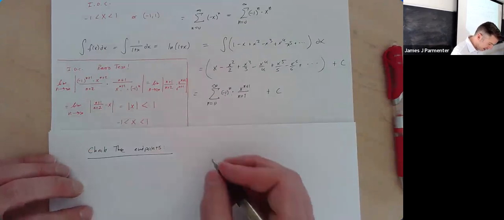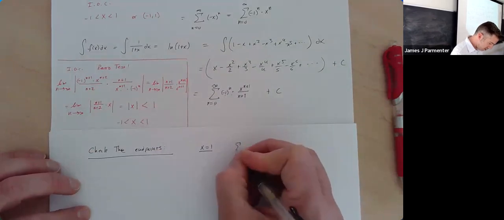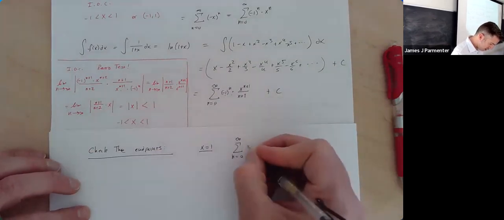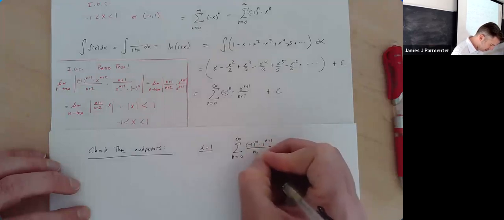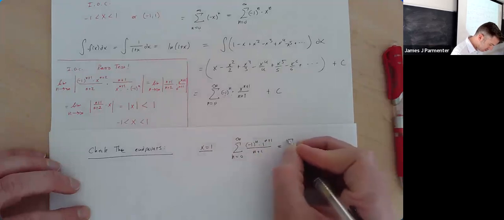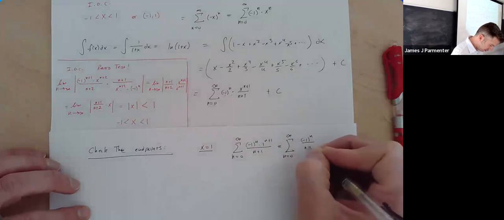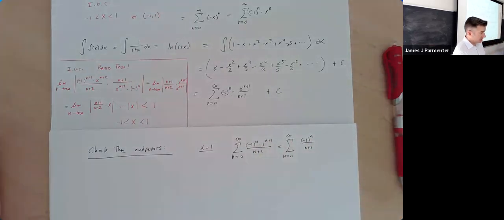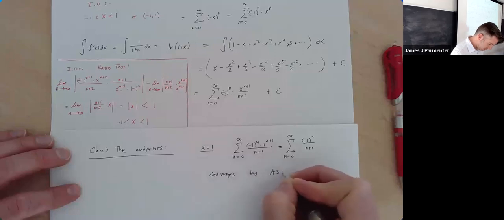So if x is equal to 1, we're going to have the sum from n equals 0 to infinity of -1 to the n times 1 to the n plus 1 over n plus 1, which is just the sum from n equals 0 to infinity of -1 to the n over n plus 1. That's an alternating series that definitely meets all of the necessary conditions to converge. This converges by the alternating series test.